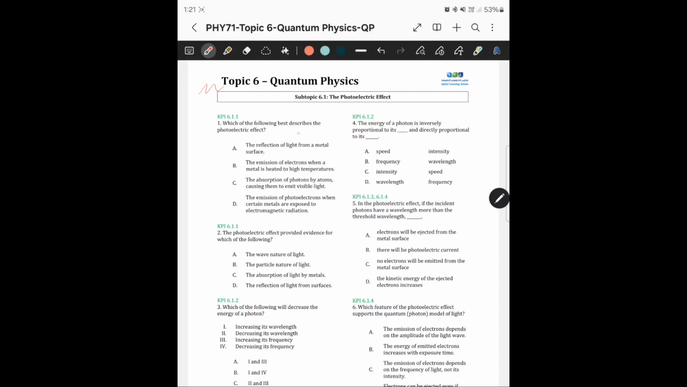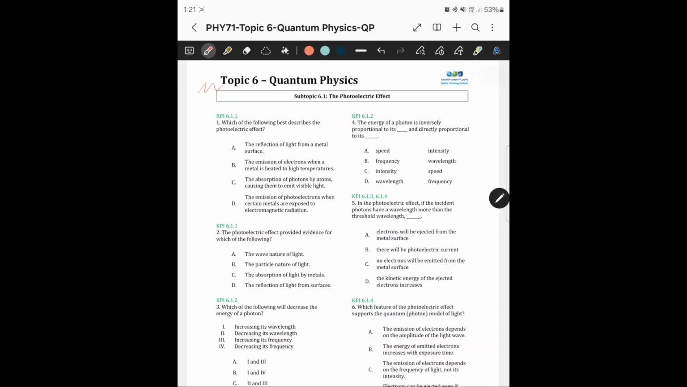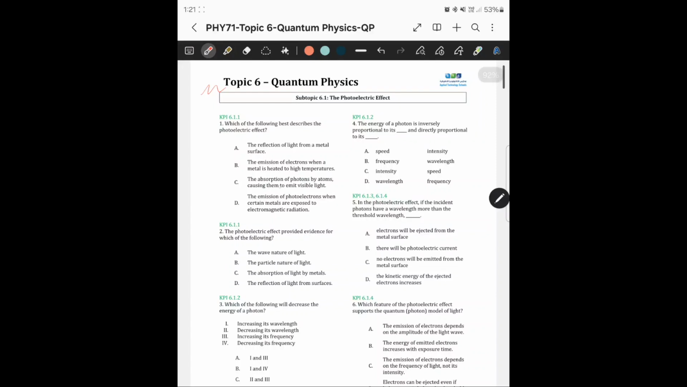So in the previous video I kind of mentioned it's like photons, electricity, photons, electricity. What is the best option here? This is going to be the reflection of light. No, it's not reflecting. The emission of electrons when the metal is heated, nothing to do with heat. Absorption of photons by atoms causing them to emit visible light. No, we're not getting them to emit visible light. It should be electrons that are coming out. The emission of photoelectrons when certain metals are exposed to electromagnetic radiation. This is basically light, shining light on it, and electrons will come out. So this is a good answer here.